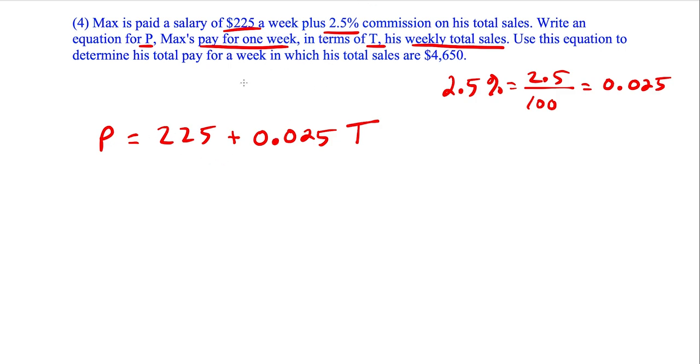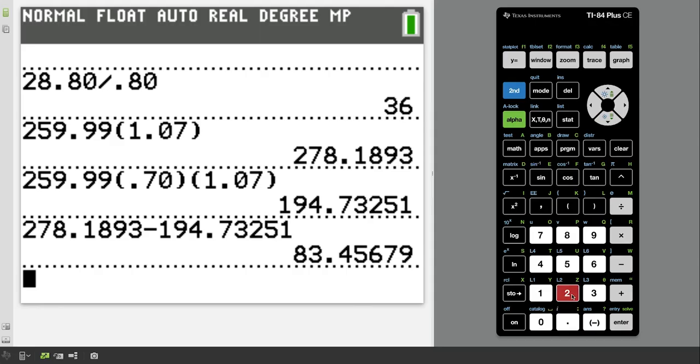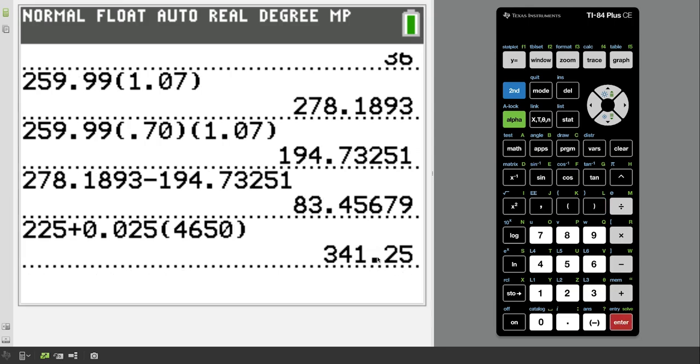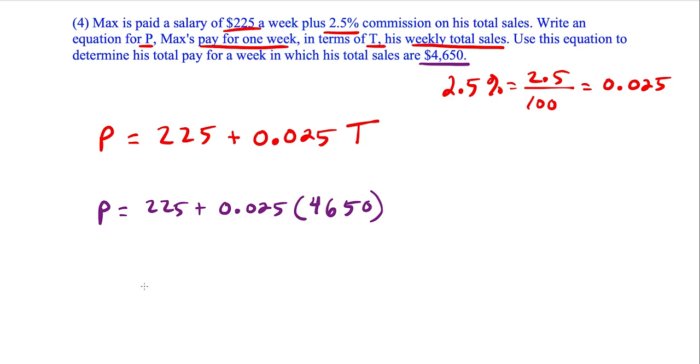And now we're going to use this equation to see how much money Max makes if he sells $46.50 worth of goods. So his pay for the week would be $225 plus 0.025 times the total sales for that week, which is $46.50. So now we just type everything in. We have 225 plus 0.025 times Max's total sales for the week, $46.50. So after punching this in here, this tells us that his weekly pay for that week was $341.25. So the pay for that week is $341.25.